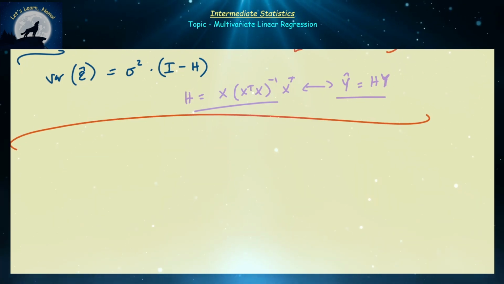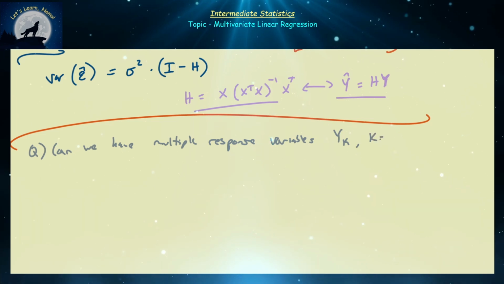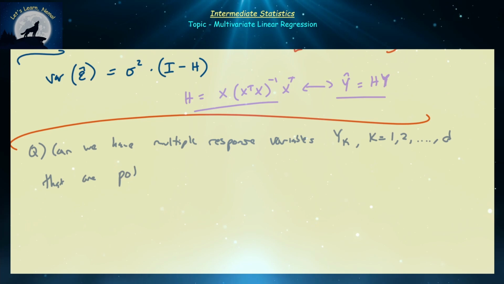So now let's see if we can state what our main goal is for today. So can we have multiple response variables? Can we have multiple response variables? Let's call them, say, yk, where k is equal to 1, 2, down to, let's say, d, that are potentially dependent on one another.